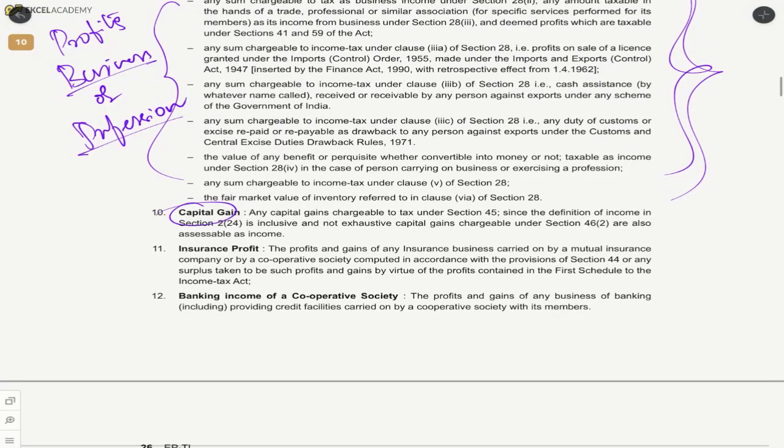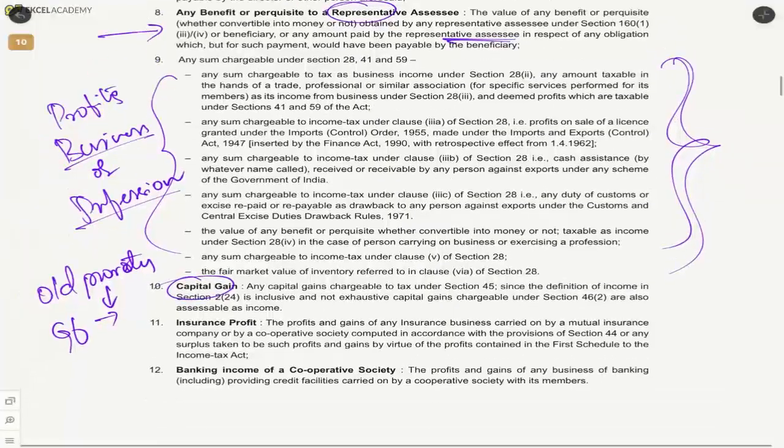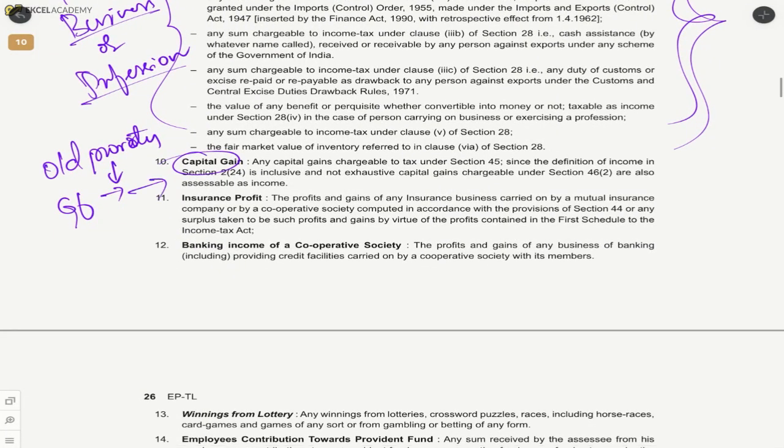Then we have capital gain. So let's say you have some old property, let's say which was passed on to you by your grandfather. In that case, let's say you sell it. So on that property, you will receive some amount of gain. So that is taxed under the head capital gains. It could be either long-term capital gain or short-term capital gain, depending on the time frame of the asset.